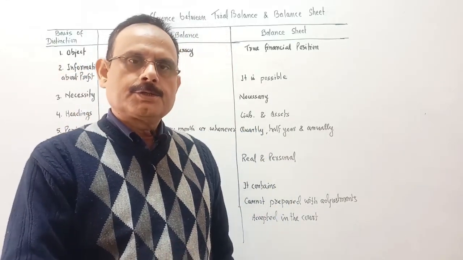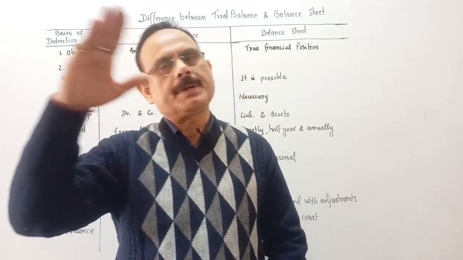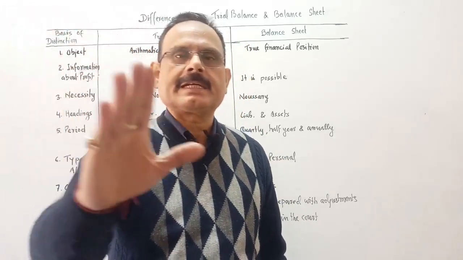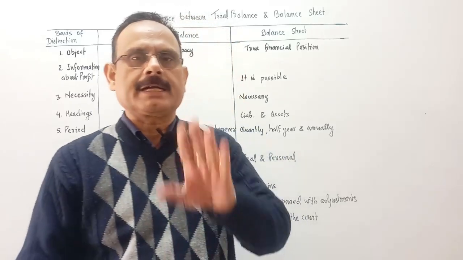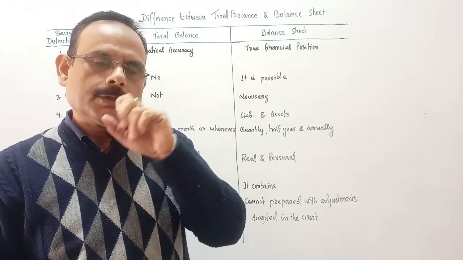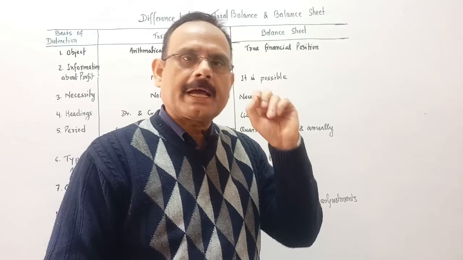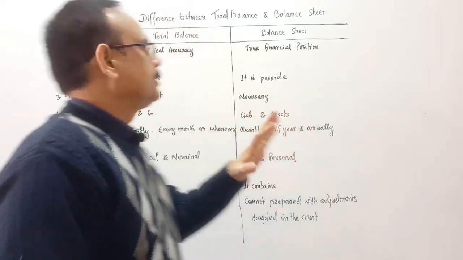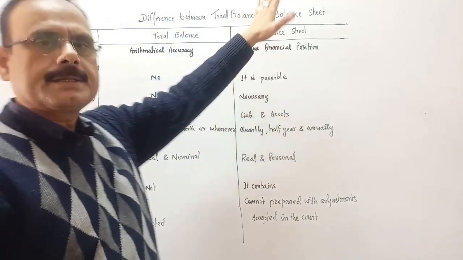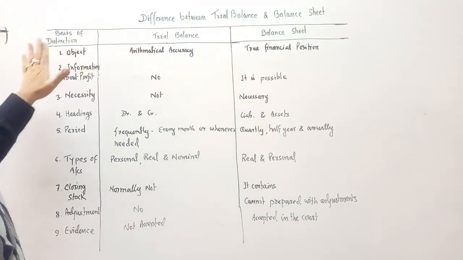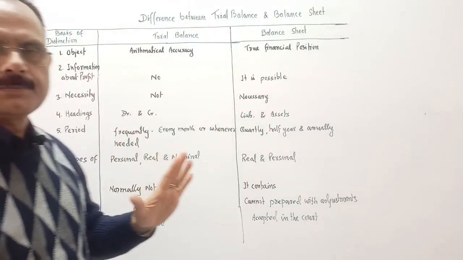Is it clear? So after the trial balance we prepare the financial statements, the income statement and the positional statement, that is the balance sheet. Now what is the difference between the trial balance and balance sheet? So the difference between trial balance and balance sheet. Come to number one difference, objective.